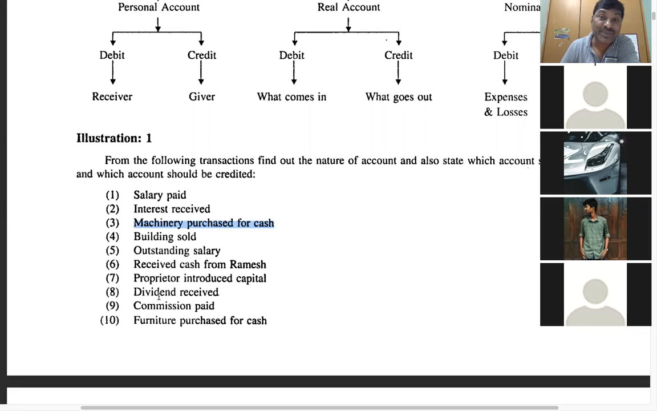Why is dividend to be credited? Because it is an income. Time is up. We'll close it here. Because it is an income, it is to be credited. Right? So we'll stop here and we'll continue from here.